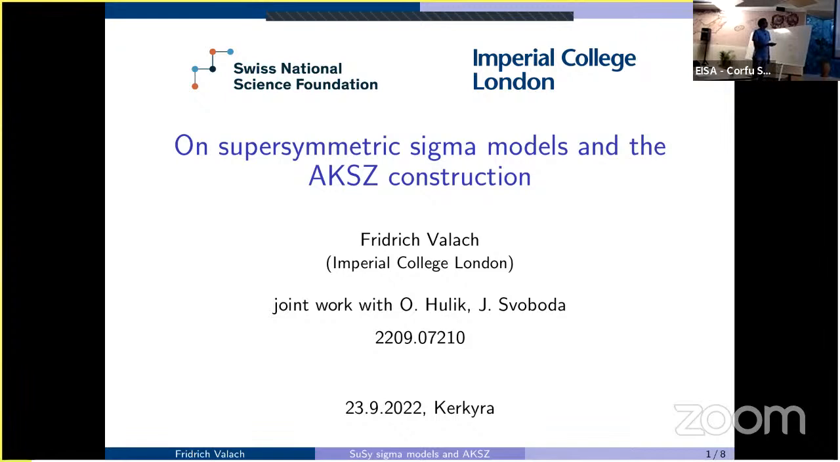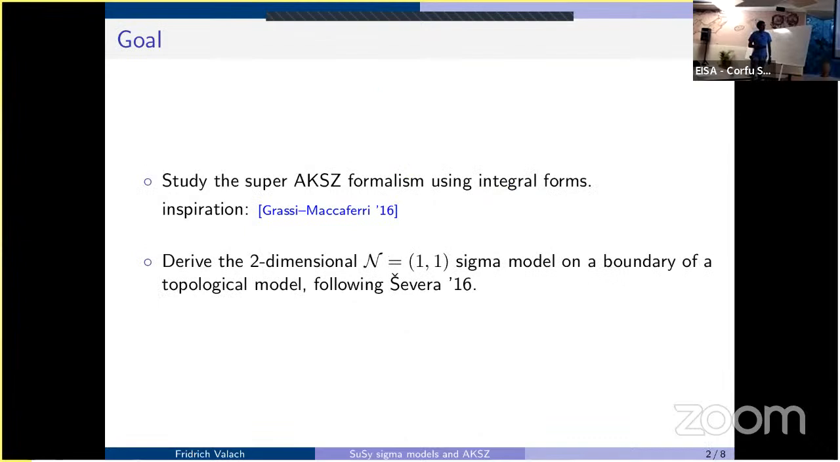What I would like to talk about is basically our project of how to understand or how to extend the so-called AKSZ formalism, which I will introduce briefly in a second, in the supersymmetric setup, which I will also briefly mention in a second. And there are some slight obstructions in doing this. One way to overcome these obstructions was to use the so-called integral forms. We drew some inspiration from this paper of Grassi and McCaffery, where they dealt with the super Chern-Simons theory.